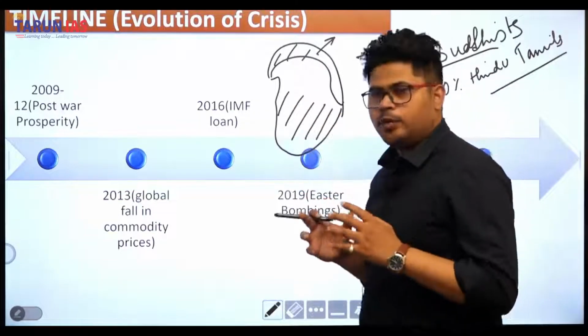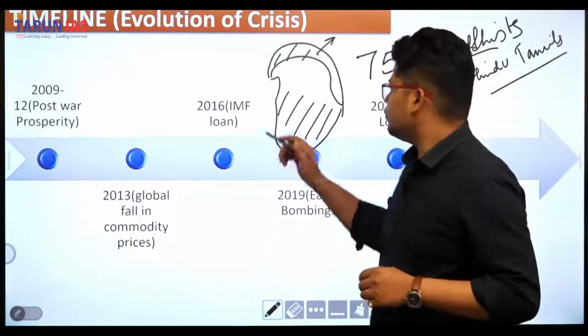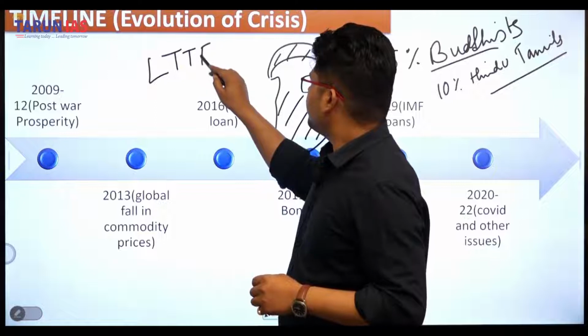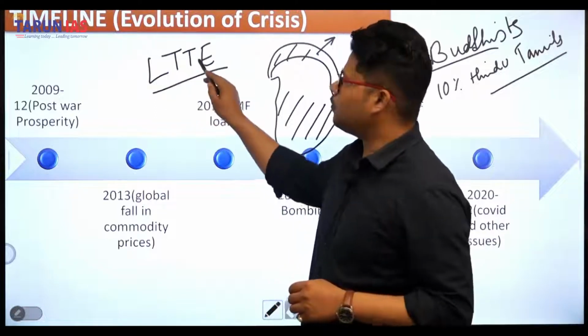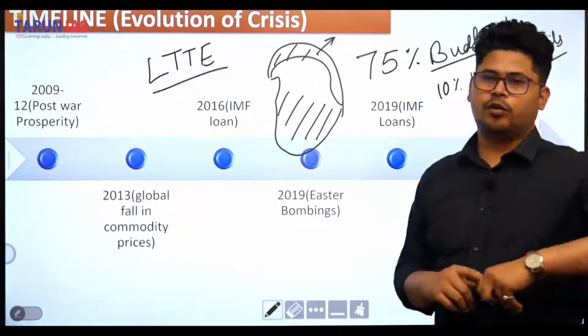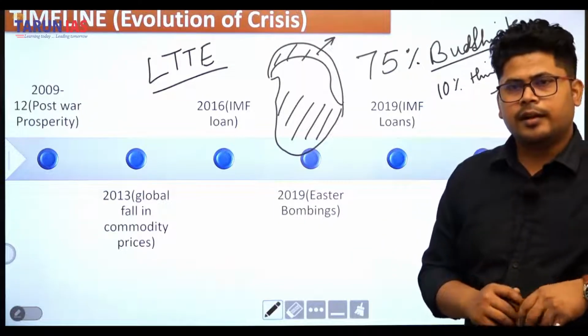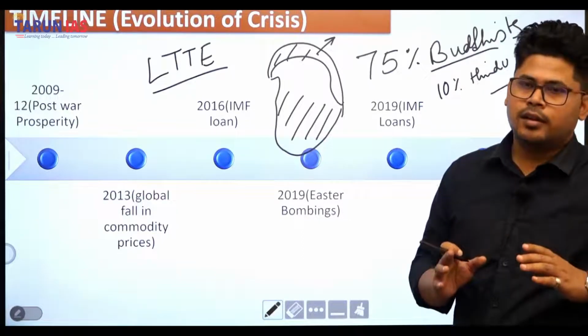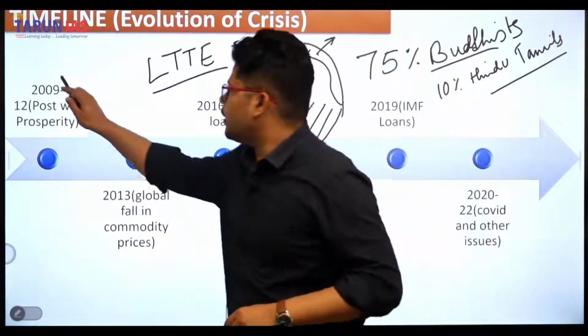That led to the formation of LTTE. What did it lead to the formation of? Liberation Tigers of Tamil Eelam. It was an organization. Prabhakaran was its head and founder also. That led to a civil war for 26 years in Sri Lanka. That war ended in 2009.